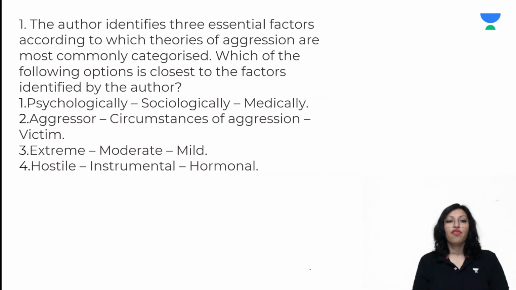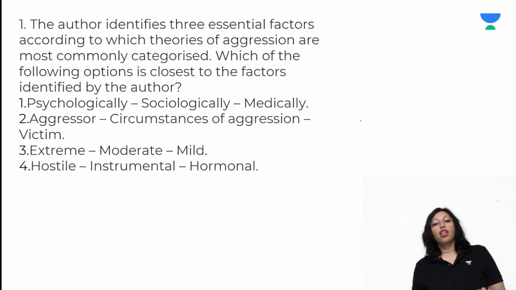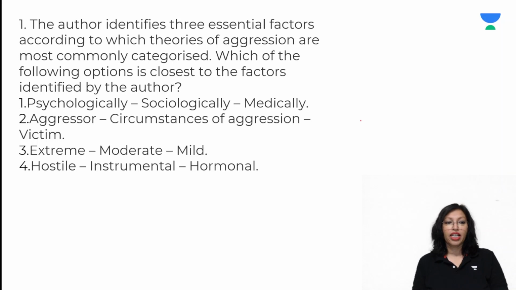All right, let's take a look at our first question. The author identifies three essential factors according to which theories of aggression are most commonly categorized. Which of the following options is closest to the factors identified by the author? You can go through these: psychologically, sociologically, and medically. Aggressor, circumstance of aggression, and victim. Extreme, moderate, and mild. Hostile, instrumental, and hormonal.